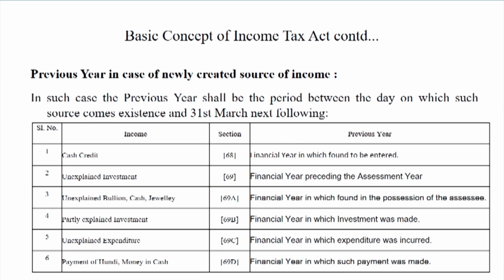If we talk about the various concepts of the previous year, Section 68 refers to the cash credit. The previous year of the cash credit refers to the financial year in which this type of cash credit is found. From the date on which the cash credit is found to 31st March will be treated as a previous year.